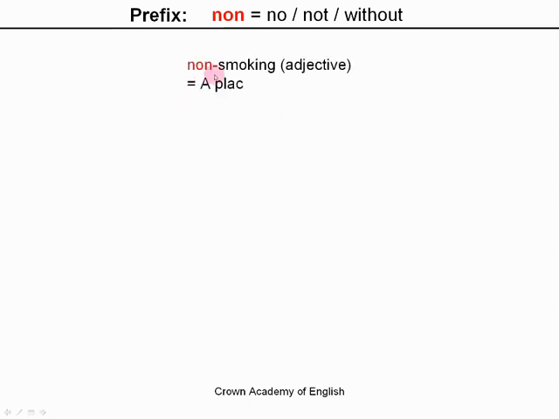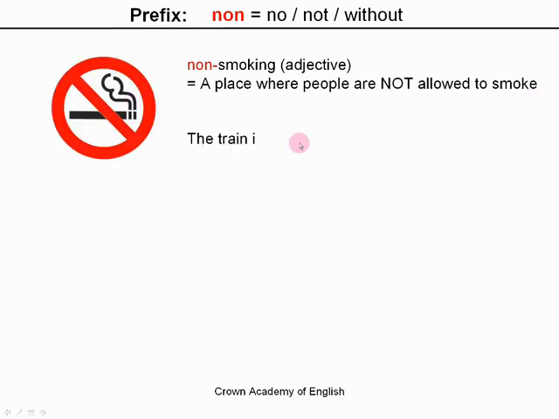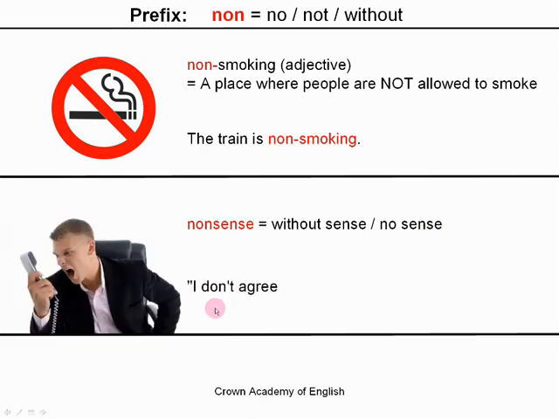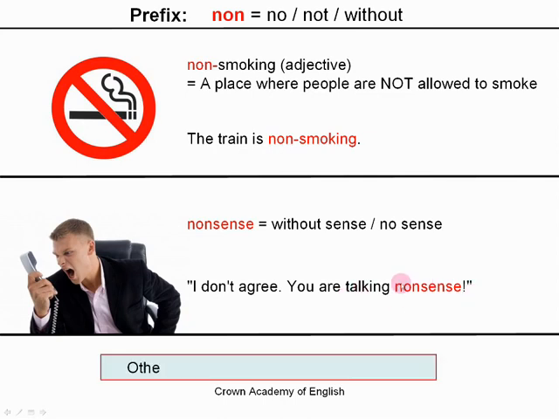A very common one, non-smoking. It is a place where people are not allowed to smoke. The train is non-smoking. Nonsense means without any sense, or there's no sense, or it's another way of saying something stupid. I don't agree. You are talking nonsense. Other examples: non-fiction, non-payment.